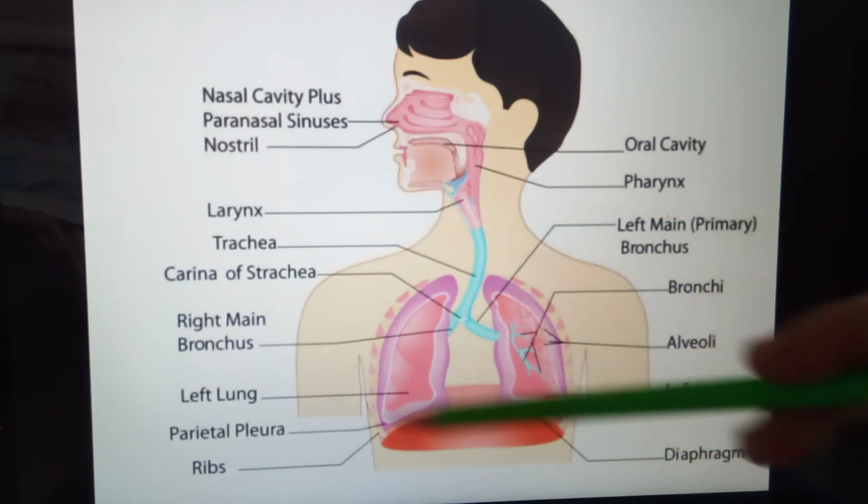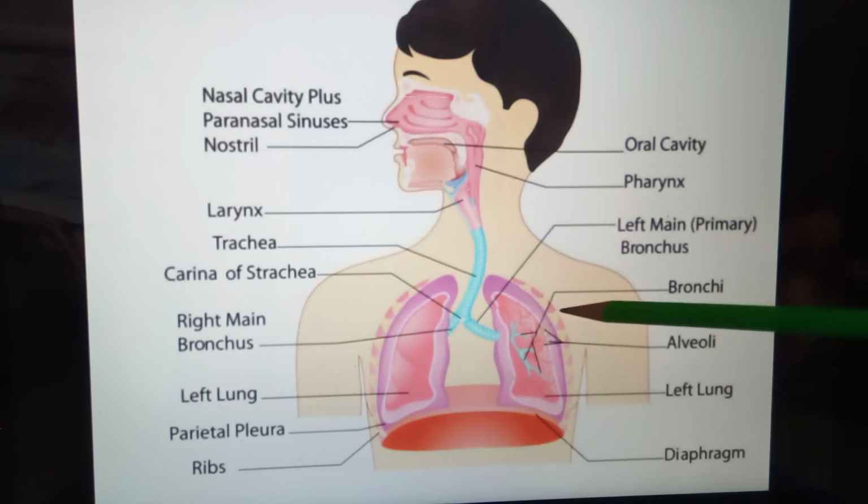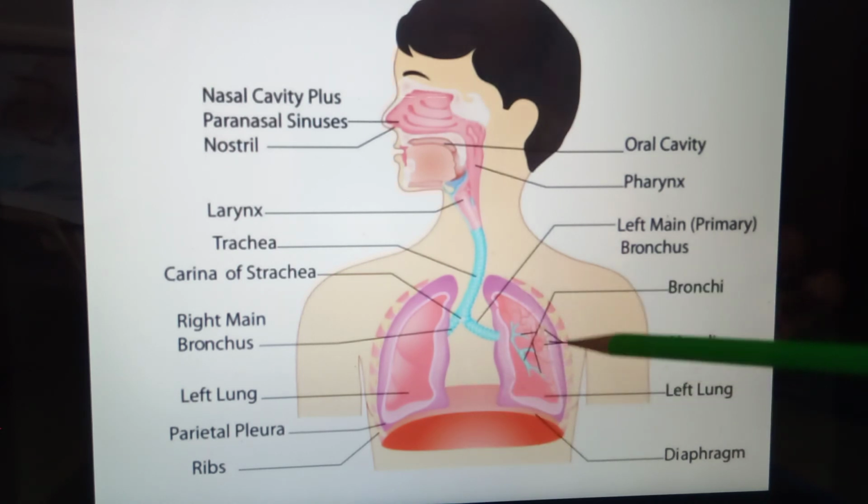Okay, where are the lungs located? The lungs are located in the thoracic cavity. There are two lungs. So this is all about the respiratory passage.